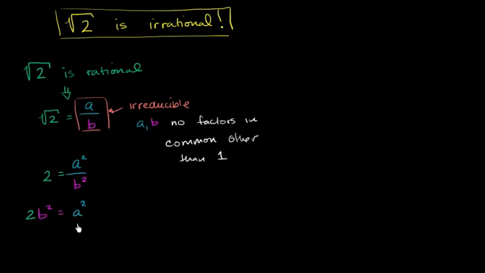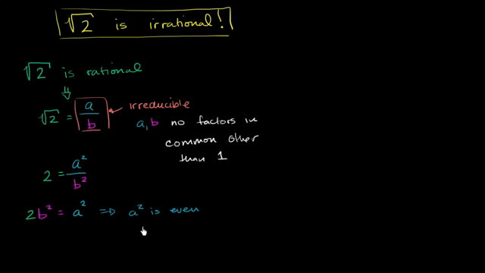Now, what does this tell us about a squared? Well, a squared is some number, b squared, times 2. So anything times 2, this is going to be an integer. We assumed b is an integer, so b squared must be an integer. And so you have an integer times 2. Well, that must give you an even integer. So this tells us that a squared is even. Now, why is that interesting? Well, a squared is the product of the same number. It's a times a.